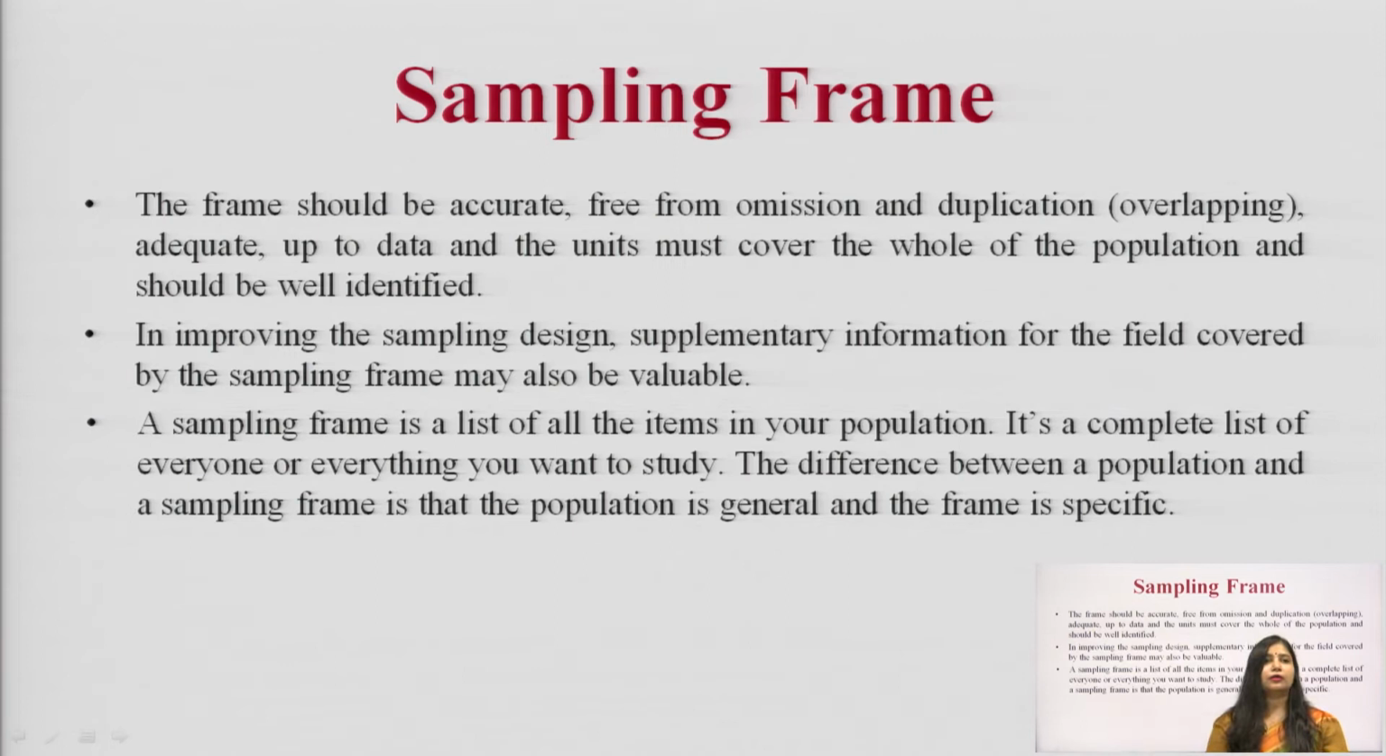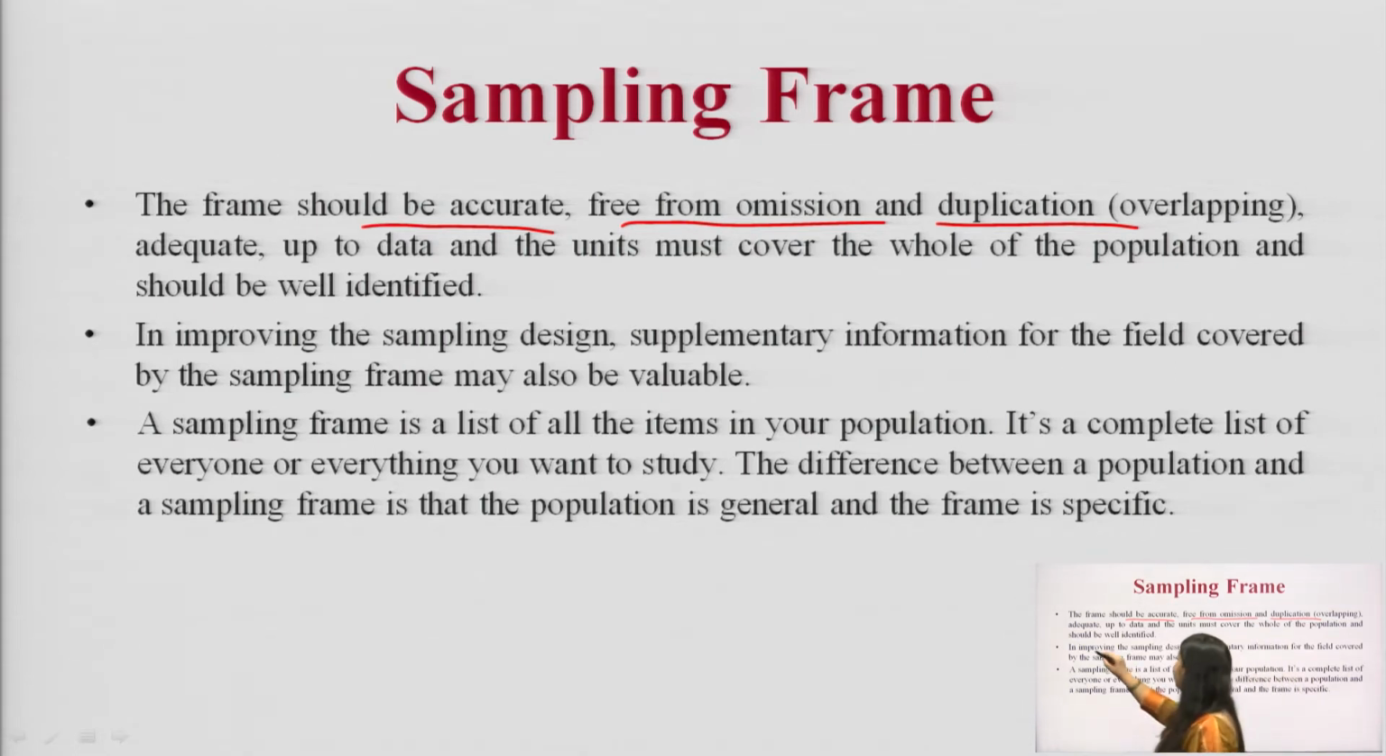What should be the characteristics of the frame? The characteristics of the frame should be, it should be accurate. Accurate means it should have the ideal characteristics of the population and be free from omission, and we should avoid duplication or overlapping of the samples.